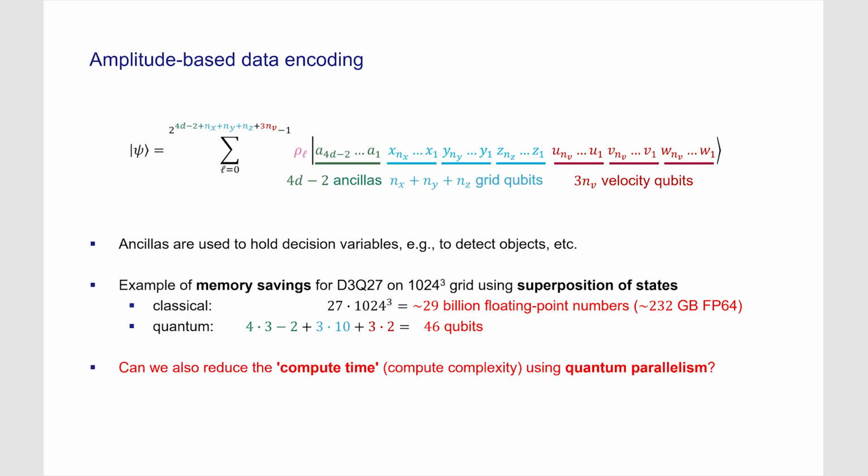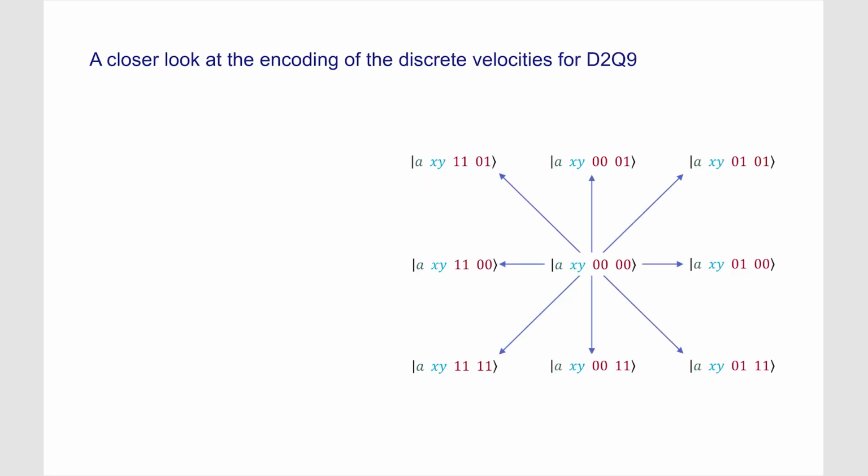Okay, so I said one of the challenges is memory consumption. What about compute time? Can we also reduce the compute time? How, with this concept intrinsic to quantum, quantum parallelism? Let me give you a closer look at this discrete velocity. This represents the ancillary qubits. This is the X and Y position in the grid. And for this, we need 2 qubits per direction. This is in X direction, this is in Y.